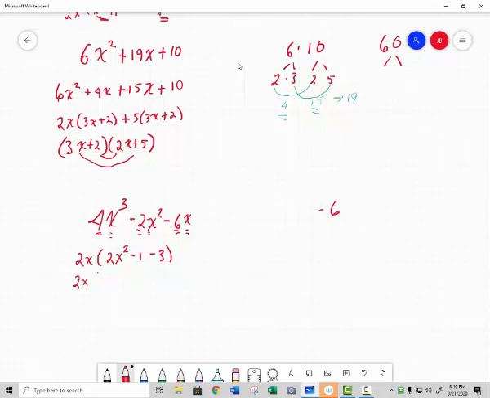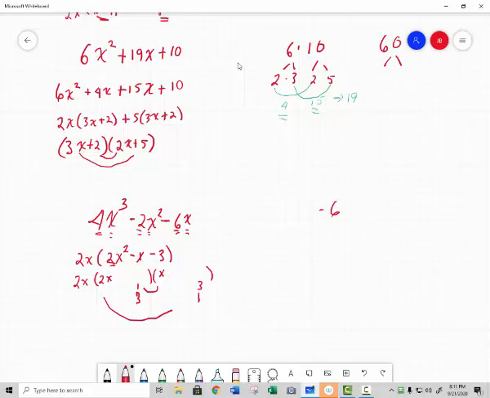The only possible combinations I can have for that first term, because it's prime, is 2x and x. I can't have anything else. The only possible combinations I can have are 3 and 1, or 3 and 1. That's it. So I want my outer and inner terms to give me 1x. Okay? Now, I know those signs are going to be different. One of them is going to be positive and one's going to be negative. I don't know which one it's going to be.